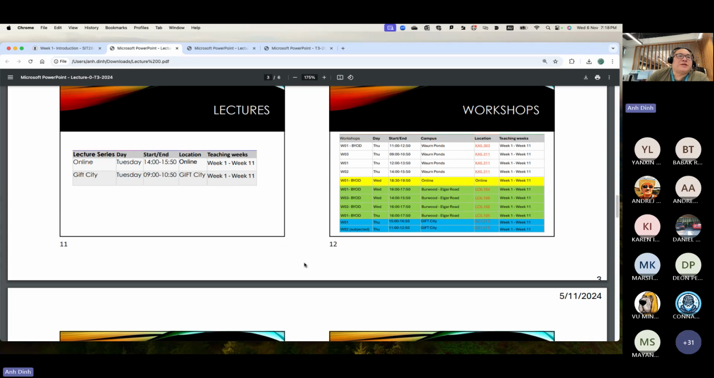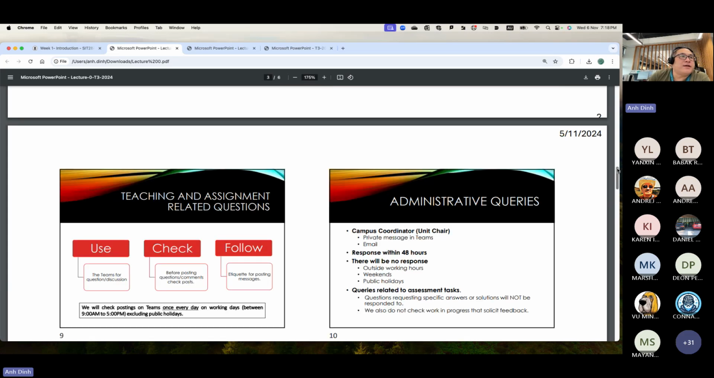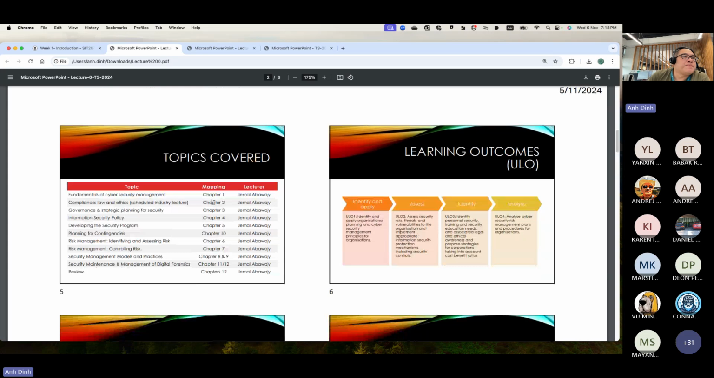What is the reading for? For this week, in these topics here, you can see from this table that for each topic there's a mapping to a chapter of the book. So it's just following the book.